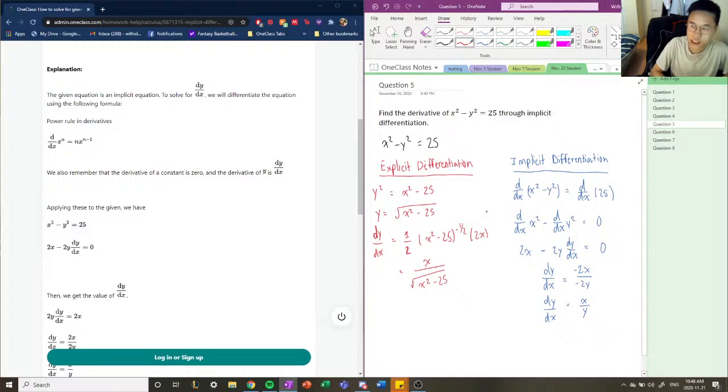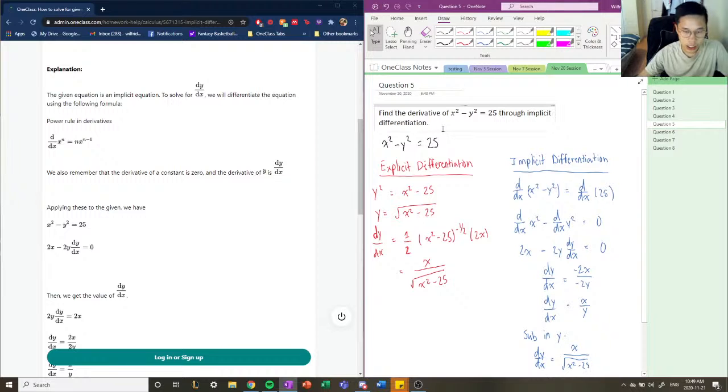In this case, since our function is actually easily isolated for y, we can sub back in y here, right? So if we were to sub in y, we can get dy/dx equals x divided by y, where y equals the root of x squared minus 25, and we get the same thing. So we know that we implicitly differentiated correctly.